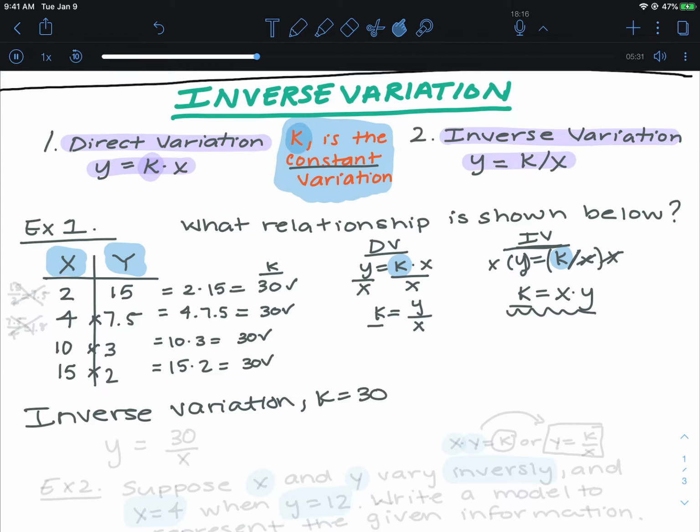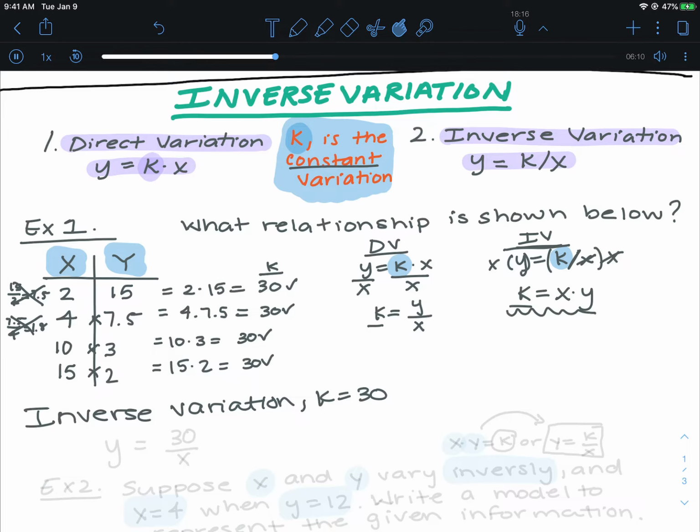I can also prove to you that it's not direct variation, and that won't work, because we can just do y divided by x. For the first one, we do 15 divided by 2, and that gives you 7.5. So if I divide these, I should get 7.5 every single time. But notice here, I'm going to get 7.5 divided by 4, which does not give me 7.5, it gives me 1.8. So therefore, it is not direct variation because it just does not work out.